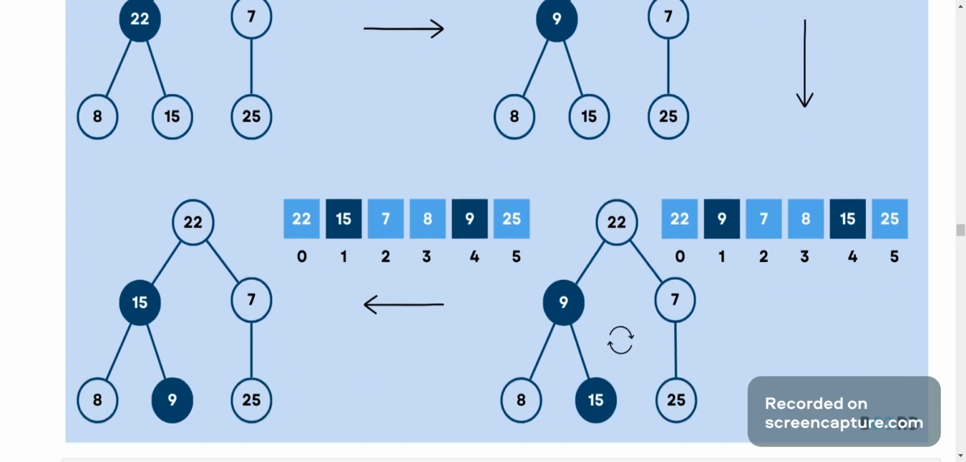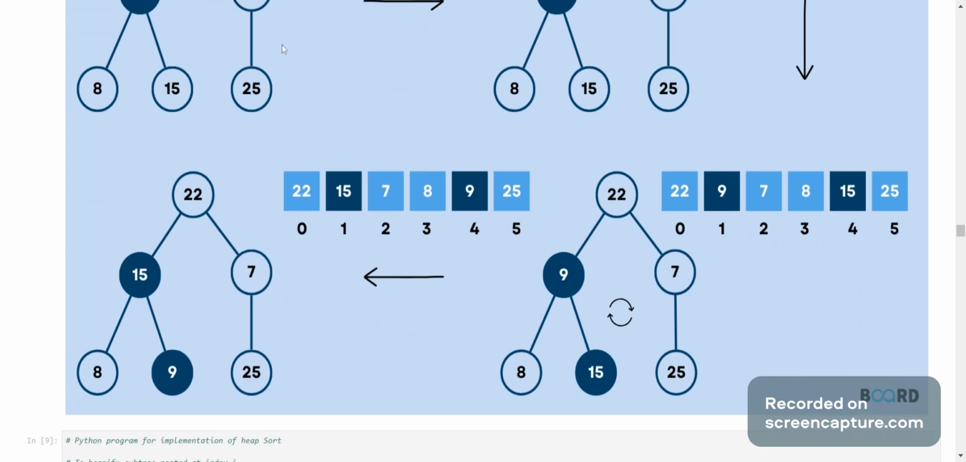Then we move on to 9 and 15. You'll see that the swapping symbol is now between 9 and 15. We swap the two, and you can see here that 15 and 9 were swapped in the input array as well as the tree. And then you pluck it out, then you fix it, and you do this over and over again. This goes until 25, and then 25 is also swapped with 22. Eventually, with your plucking, swapping, and reheapifying, you can sort your given input array.